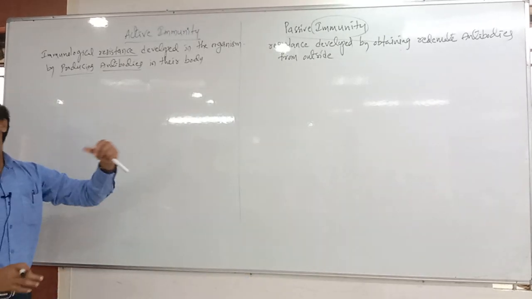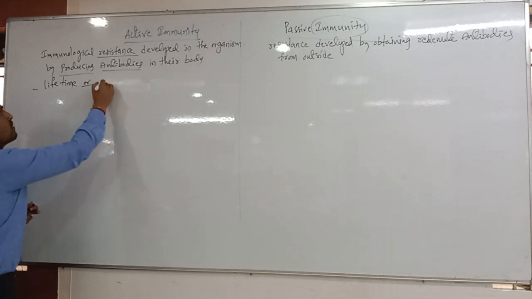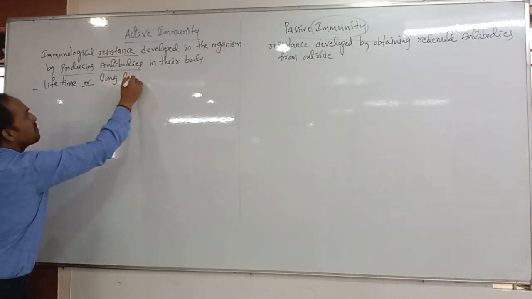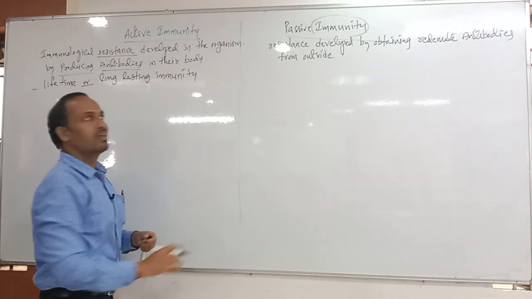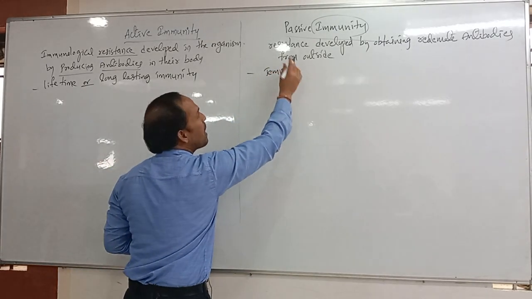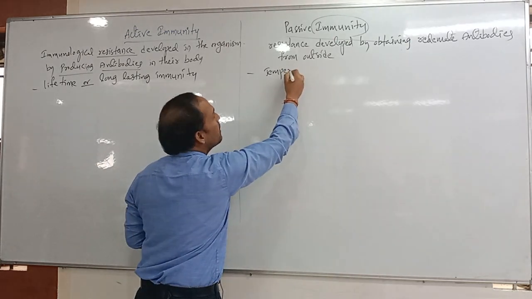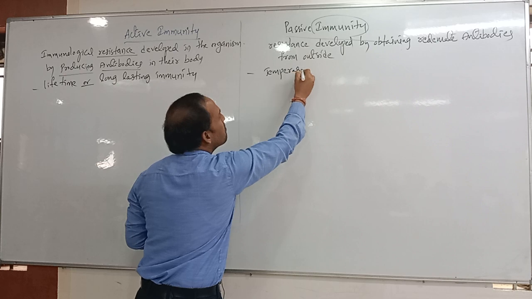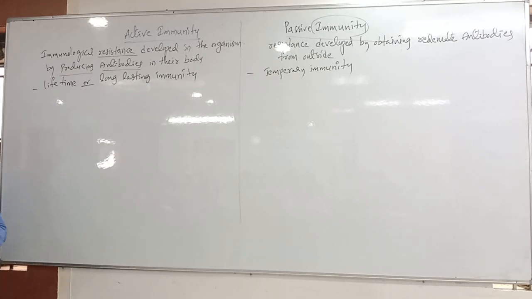Now you have to speak out in this one. Which one is permanent? Which one is temporary? Very good. It is called lifetime immunity, or long lasting immunity. This is very very important. Long lasting immunity means active immunity, but this one is temporary immunity. That is, we have immunity only as long as the antibodies are there. When the antibodies are complete, we lose our immunity. So this is called temporary immunity. Very very important.